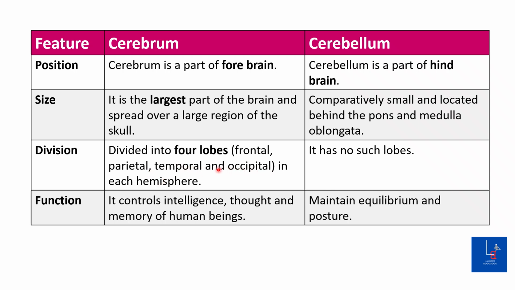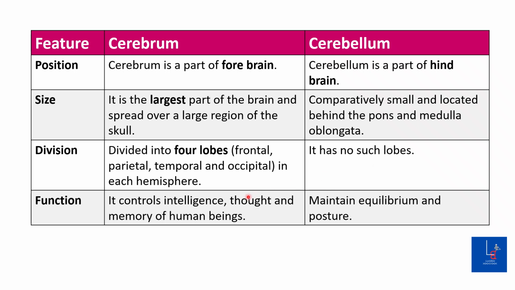In each hemisphere, we have two hemispheres, left hemisphere and right hemisphere. So in each hemisphere, there are four lobes. That means total 8 lobes. It does not have such kind of lobes.